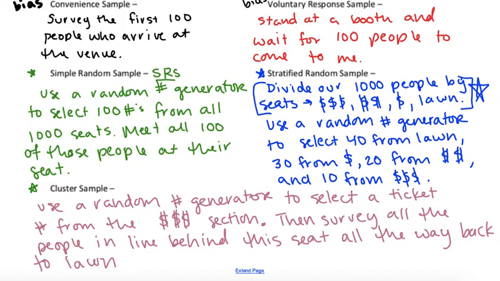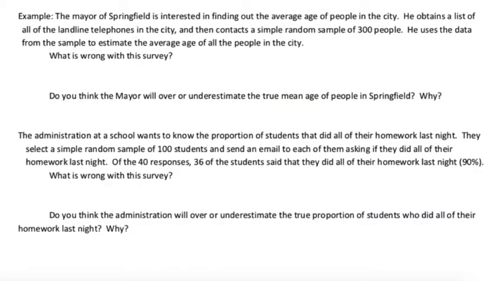All right. Our next examples are looking at what is wrong with the survey and which way you think it is leaning as far as the bias is concerned. In the example, the mayor of Springfield is interested in finding out the average age of people in the city. He obtains a list of all the landline telephones in the city and then contacts an SRS of 300 people. He uses the data from the sample to estimate the average age of all the people in the city. What's wrong with this survey?